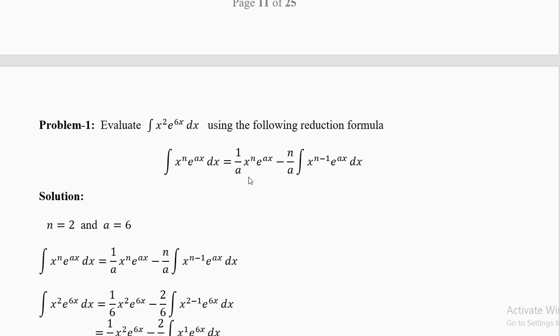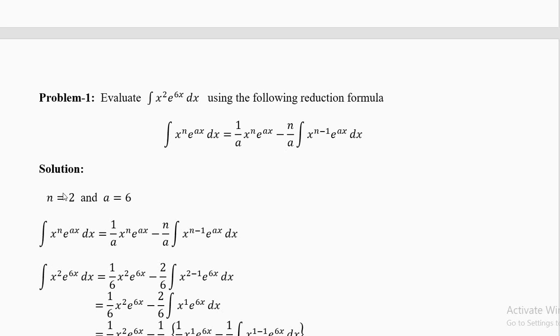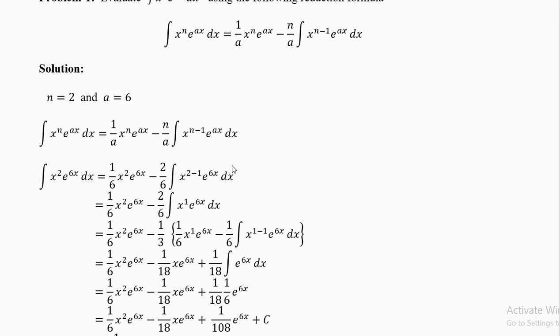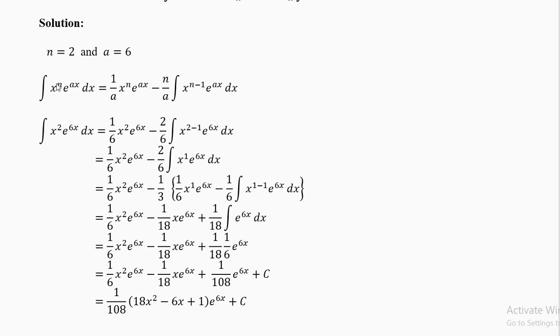Now let's do some problems. Evaluate the integral of x power 2 e power 6x using the following reduction formula. The reduction formula is given to you in the question, so do not think about any other techniques which you know. Just note down n equal to 2, a equal to 6. Now look at the integration formula, just note it down and then start putting the values. n equal to 2, a equal to 6.